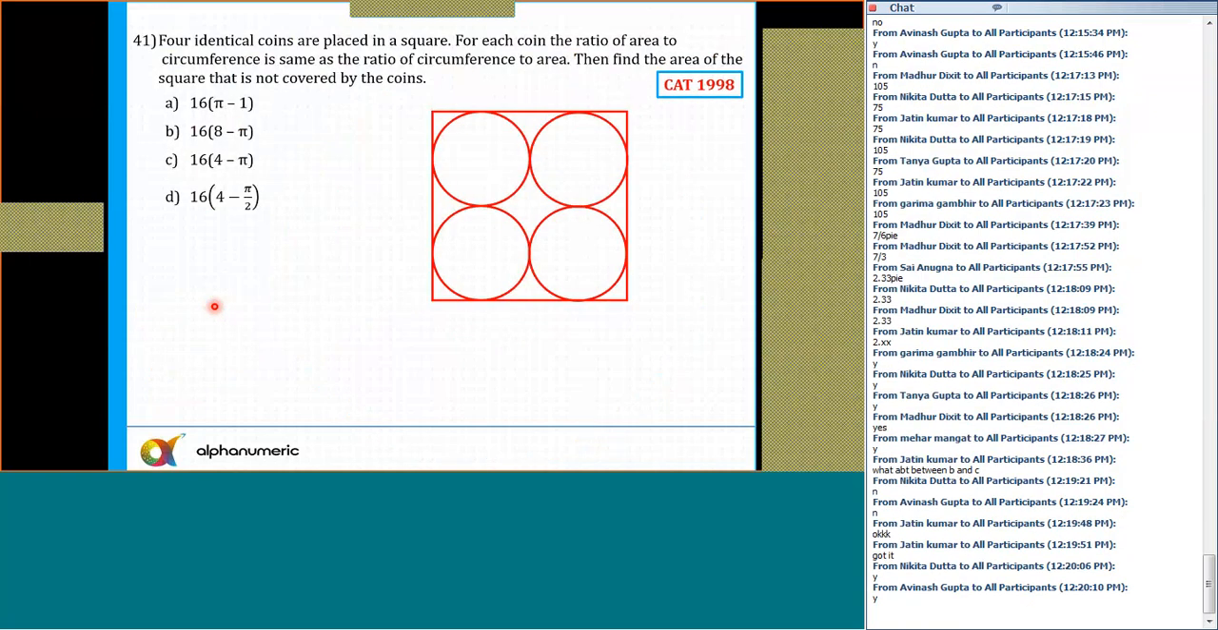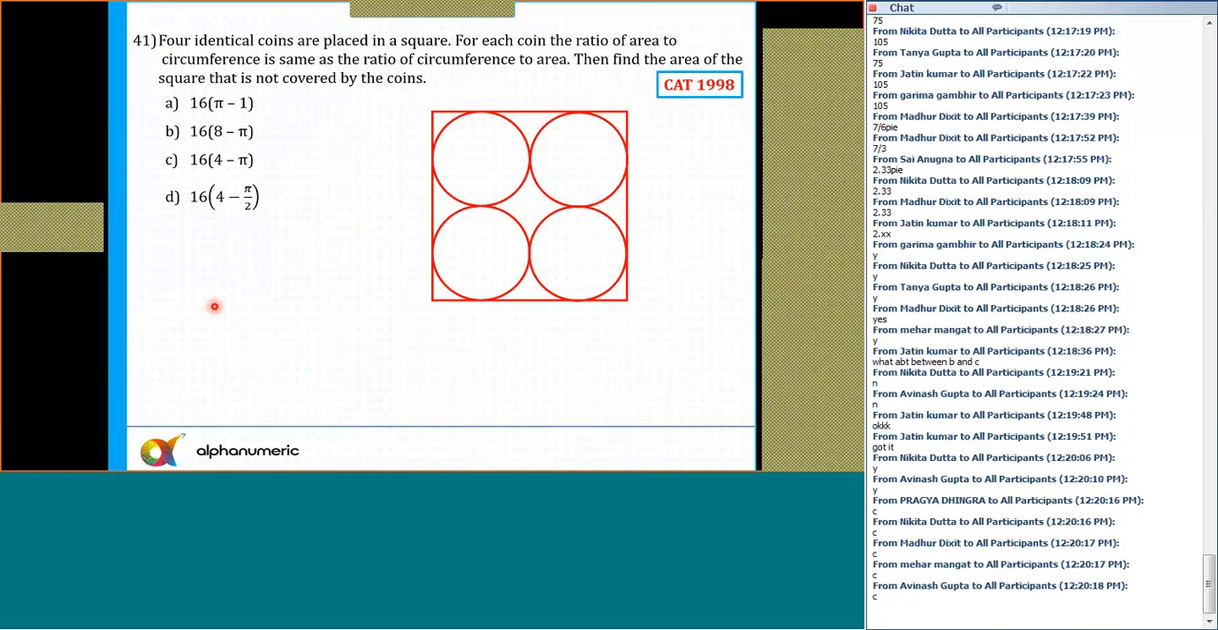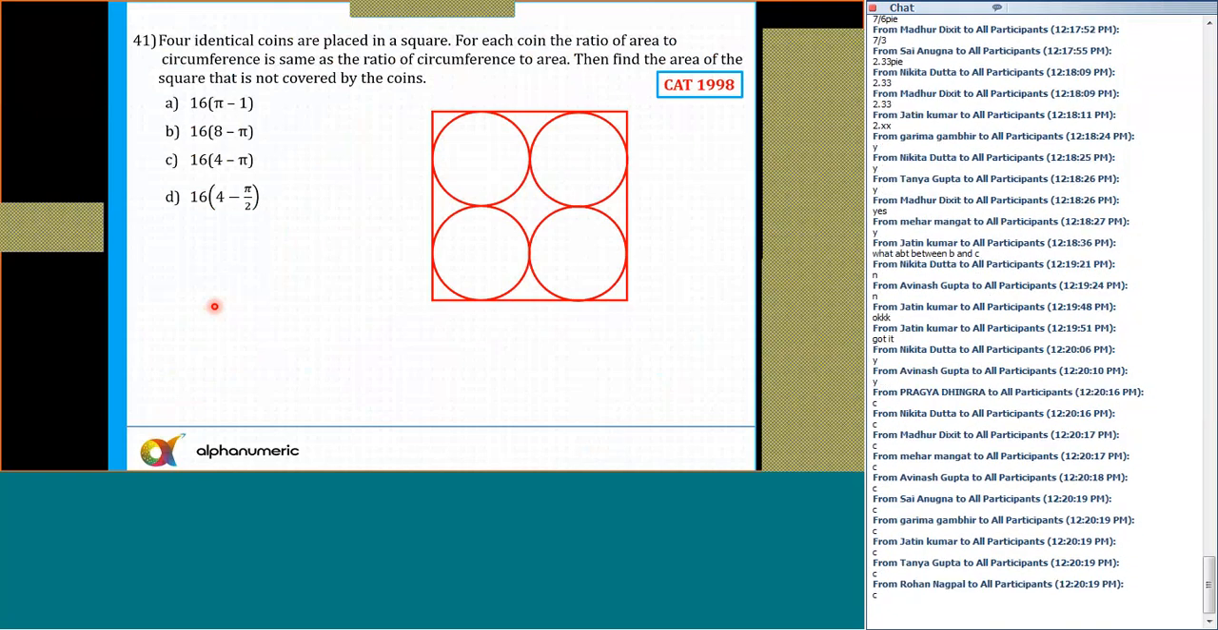Now, what is the answer for question number 41? Easy one. Tell me. The answer is option number C. Let me check the answers.